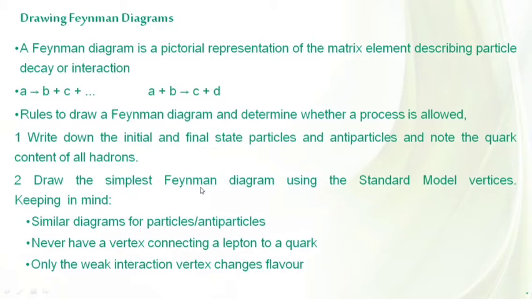Never have a vertex connecting a lepton to a quark. Never connect a lepton to a quark at a vertex. Only the weak interaction vertex changes flavor. What are the flavors? Up, down, strange, charm, like that. But color may change. Color changes in case of gluons.